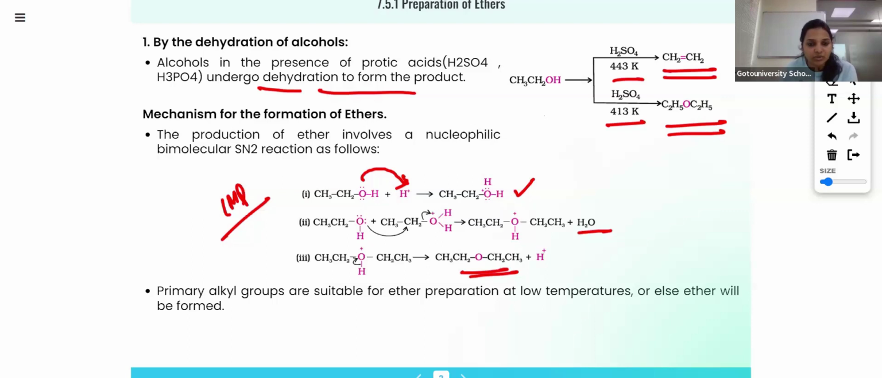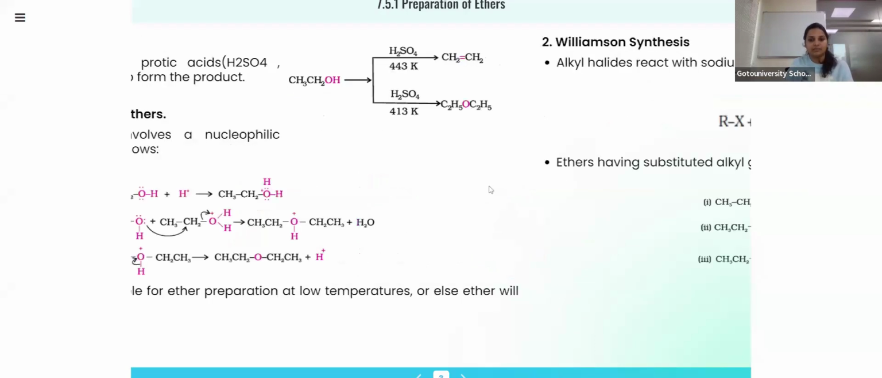Primary alkyl groups are suitable for the preparation at low temperature, or else an alkene will be formed. Okay, this is the mechanism. This is very, very important.